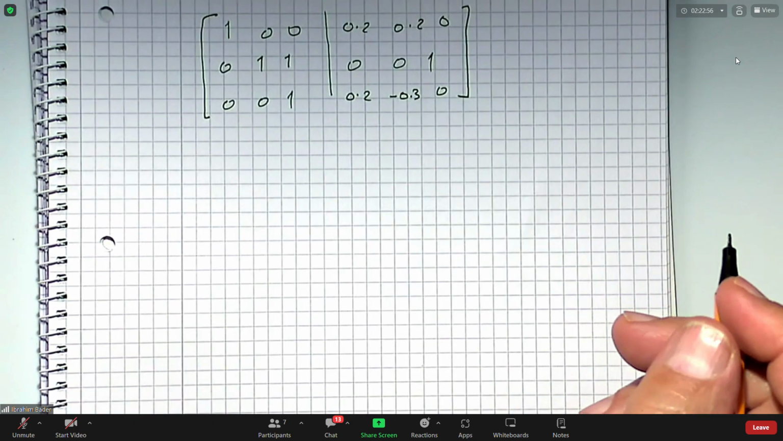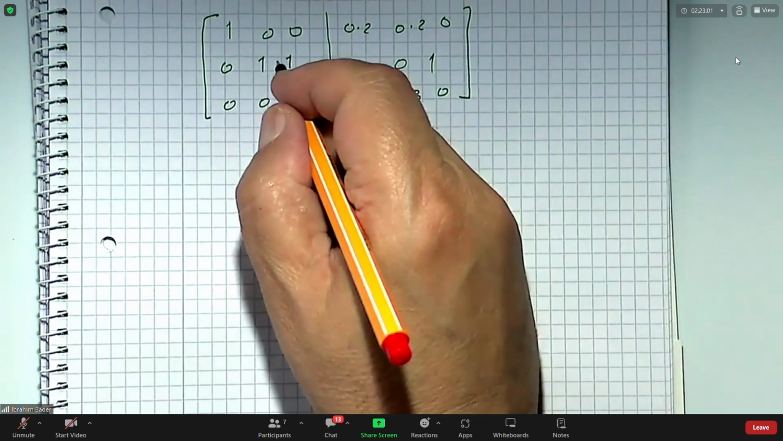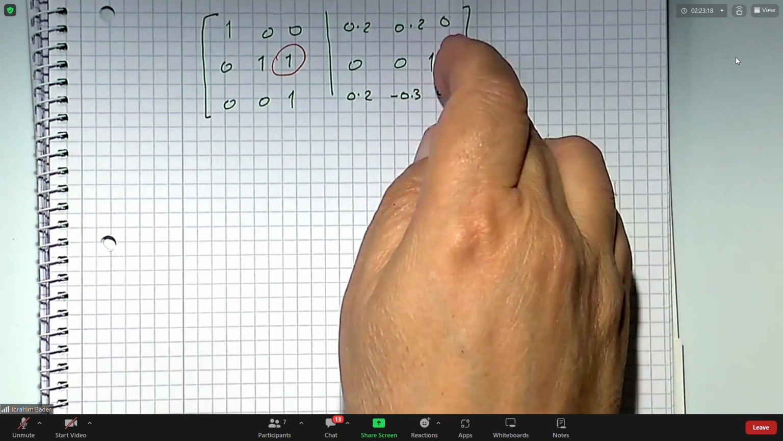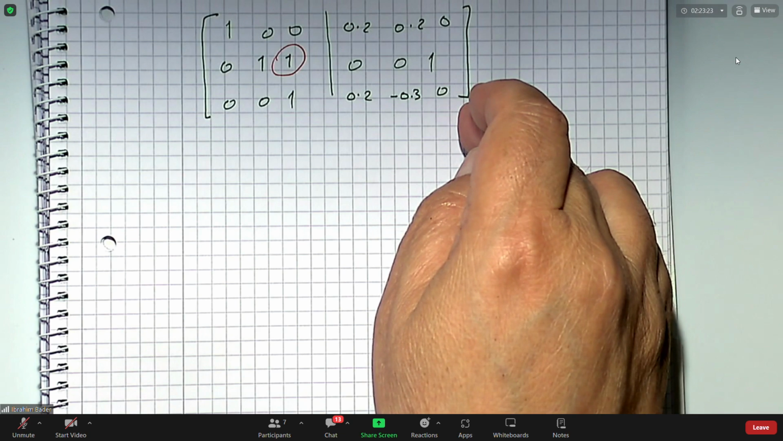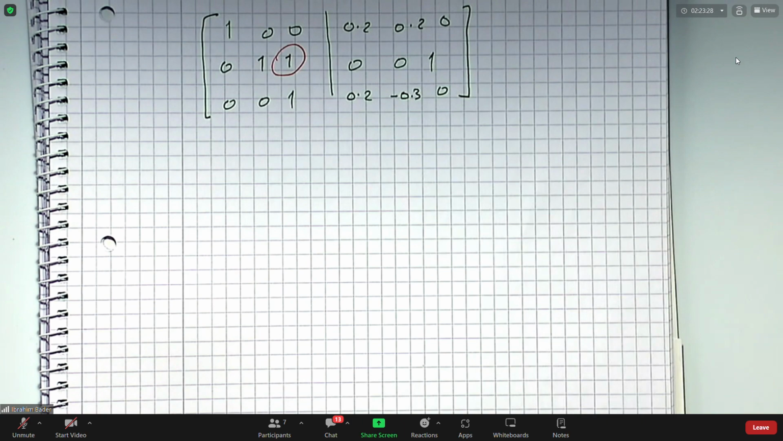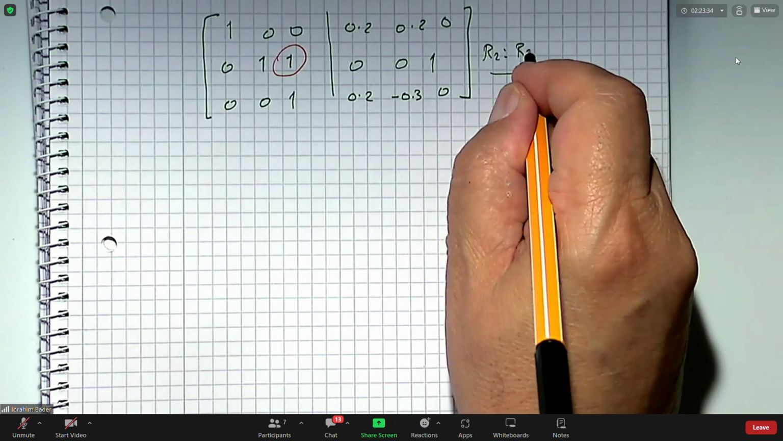I'm almost done actually. Only I need to eliminate this number here, and obviously this is easily done by subtracting this minus this. Okay, so I will be subtracting R2 minus R3.